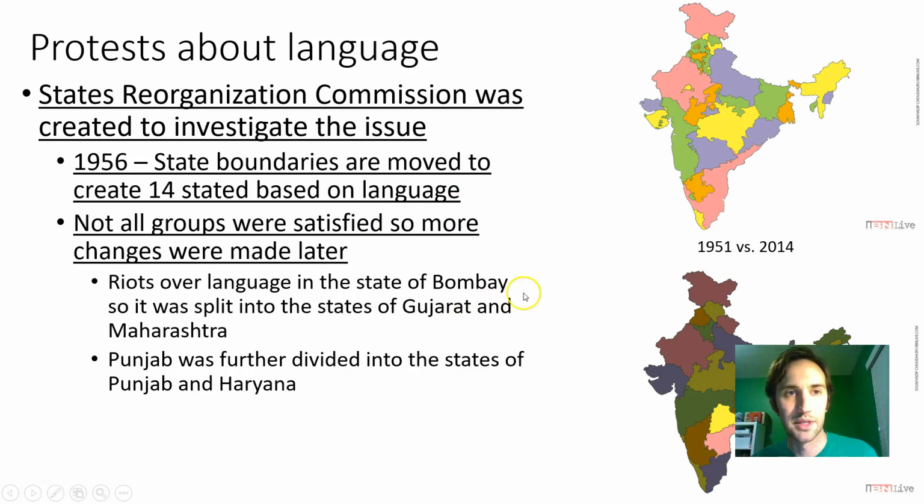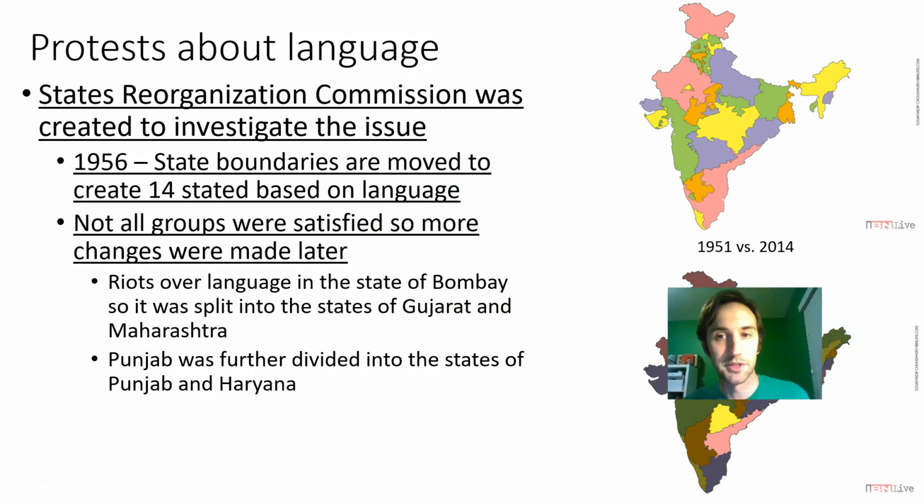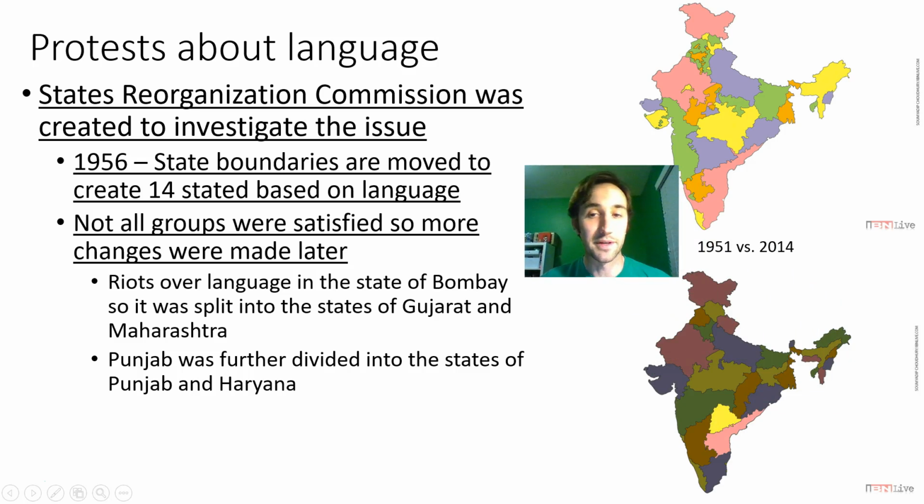Other fights over language. The States Reorganization Commission was created to investigate the issue, and in 1956 state boundaries were moved to create 14 states based on language. Not all groups were satisfied with that map, and so more changes were made later, and they continue to be made. Riots over language in the state of Bombay led to it being split into the states of Gujarat and Maharashtra. Punjab was further divided into the states of Punjab and Haryana.